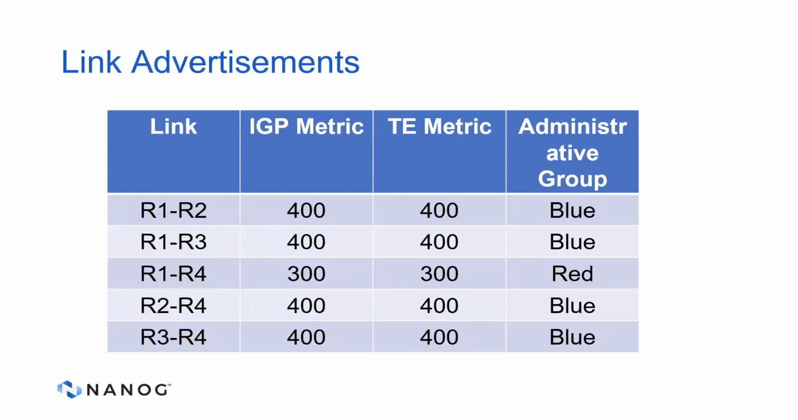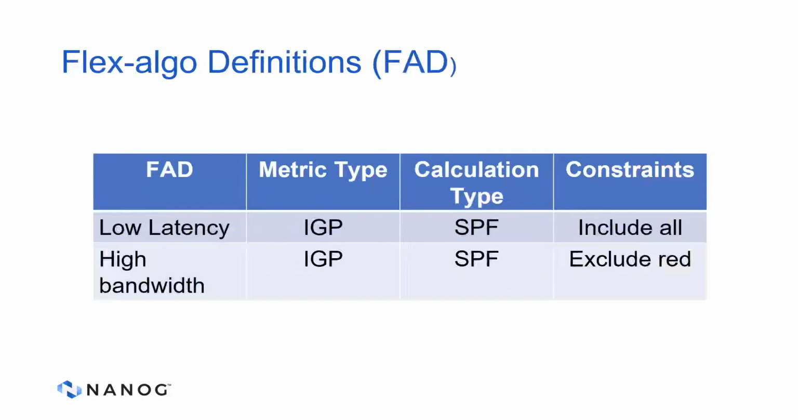And then R2 to R4 and R3 to R4 similar, 400 being the metric and the administrative group being blue. So now we define FlexAlgo. FlexAlgo will have something called FlexAlgo definitions, or FADs, which will be advertised by one or two routers in the network. Basically, all the routers in the network need to understand this FAD, but the FAD will be configured on only one or two nodes in the network, so that it is operationally simpler, and then also you avoid errors.